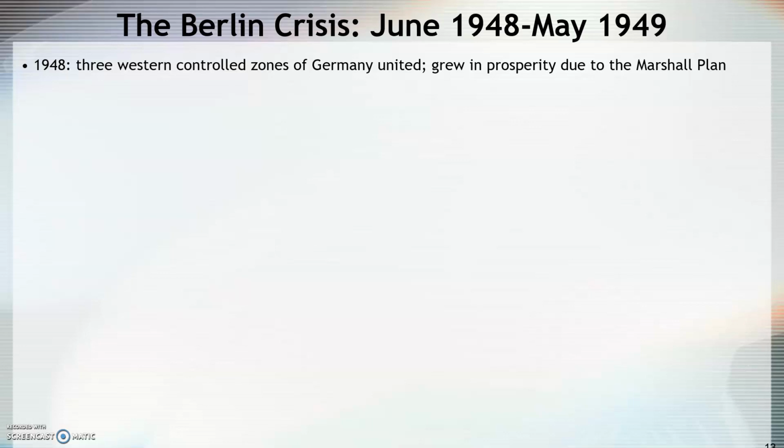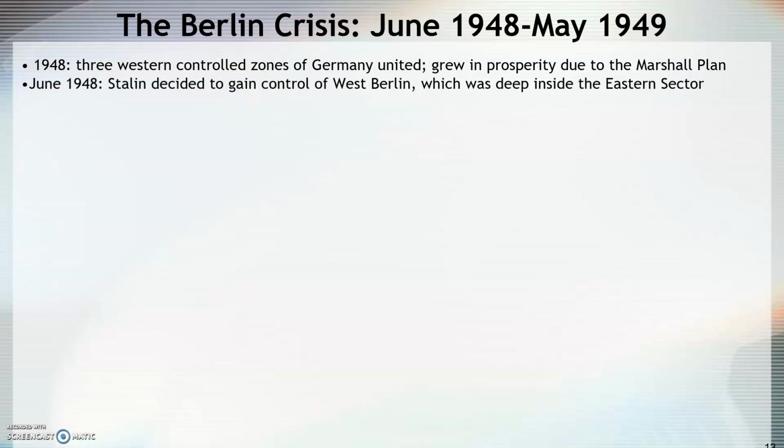Now, the western parts were growing in prosperity due to the Marshall Plan, which at this point had already been implemented by the US. Stalin wanted to gain control of West Berlin. West Berlin, despite being controlled by the Western nations, the Allies, was actually in Eastern Germany.